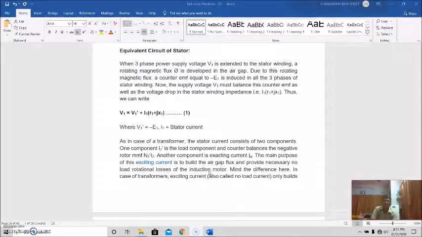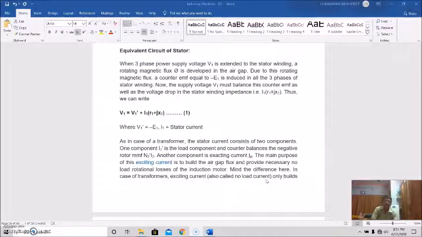Now, as in the case of a transformer, the stator current also consists of two components. One component is I2 prime, the load component. As we have seen in transformer operation, it counterbalances the rotor MMF, that is, I2 prime. Another component is the exciting current. The main purpose of this exciting current is to build the air gap flux and provide the necessary no-load rotational losses of the induction motor.